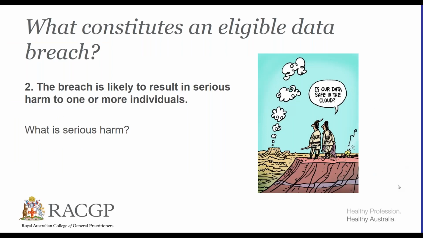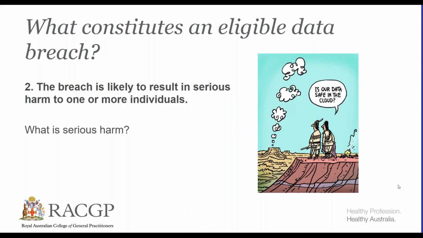Now, the wording of the likely to result in serious harm means that the risk of serious harm to an individual has to be more probable than not, rather than just possible as a result of a data breach. Serious harm is not defined in the Privacy Act, but our guidance includes considering whether it's likely to result in serious psychological, emotional, physical, financial, reputational, or other kinds of harm.